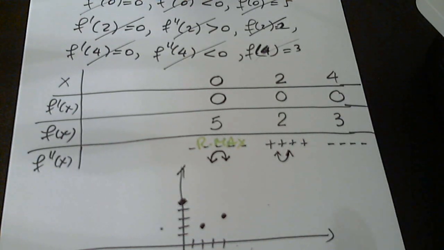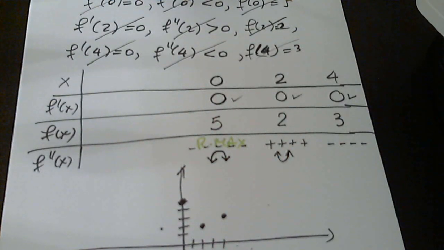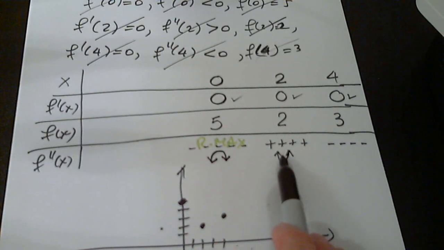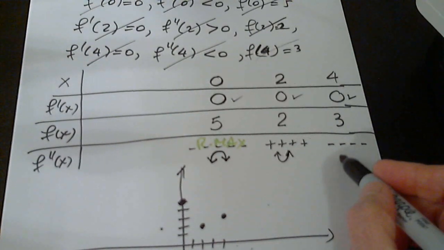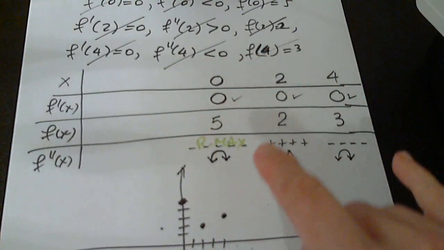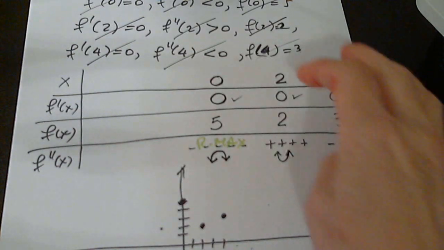Otherwise, I can't conclude. Knowing that those are critical numbers, 0, 2, and 4, and because the first derivative is 0, and the second derivative says this, then I know what they represent. But both conditions have to be fulfilled. They are critical numbers, and I know the shape of the graph based on the second derivative. So then, 2, 2 is what? 4, 3 is what?